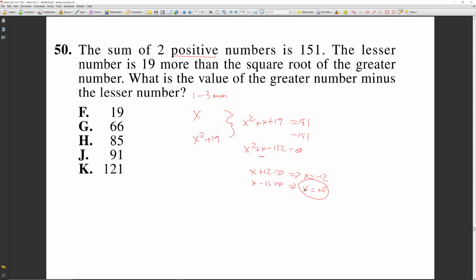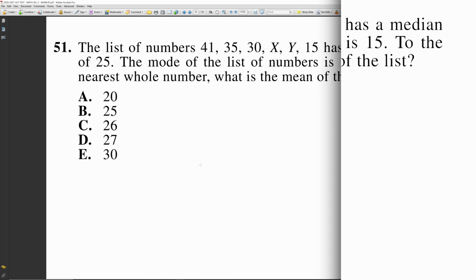So once I have x here at 11, now what I do is the square of 11 is equal to 121, and then the other one is 11 plus 19 is equal to 30. And it says, what is the value of the greater number minus the lesser number? So 121 minus 30, and I get 91. Answer is J. So in reality, this really does take a little bit of a long time because you do have to figure out a 2-step problem. So this is a little bit more involved, which is expected because you're getting close to the end of the exam or end of this section.